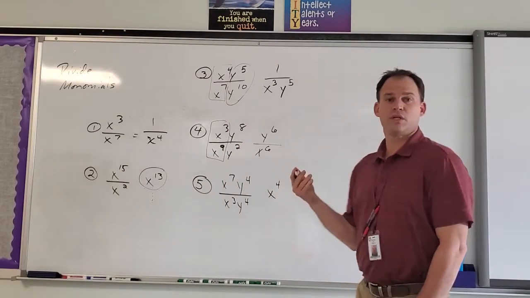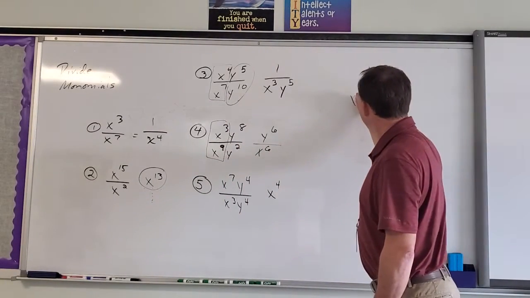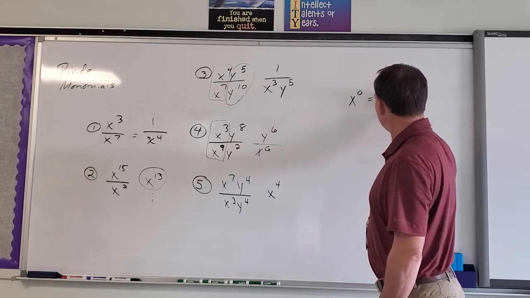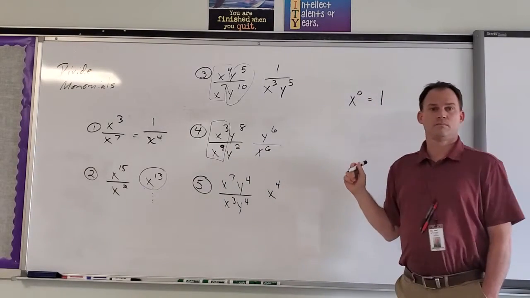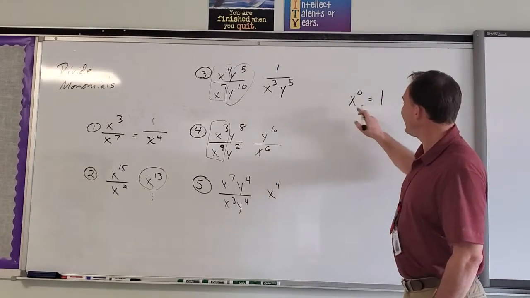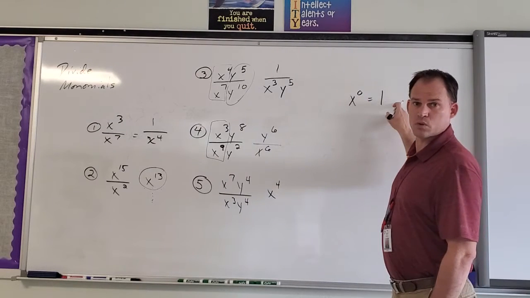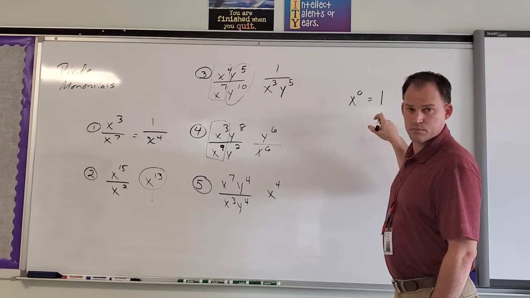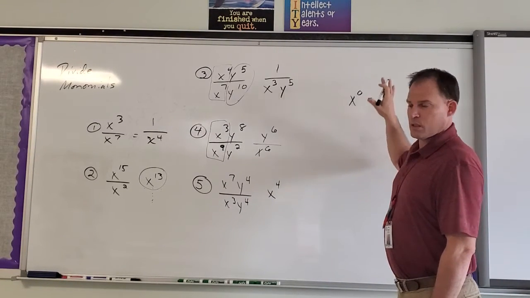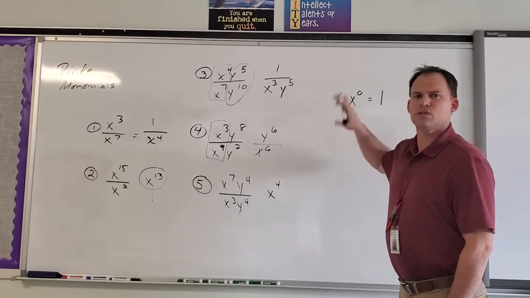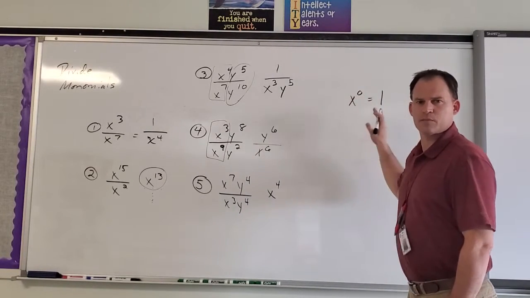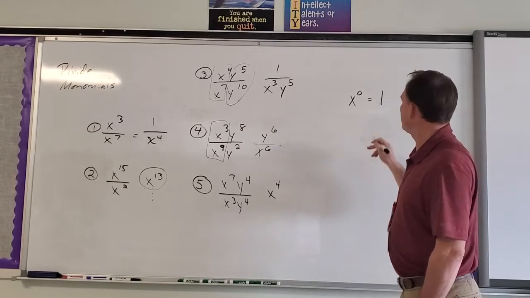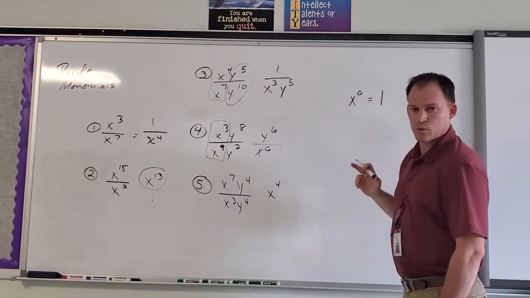There is a rule you need to write down. Anything to the 0 power equals 1. All right? Anything to the 0 power equals 1. Write that down. Special rule. Long explanations, just trust me for now. We will get into the explanations as we get going through this chapter. Right now, anything to 0 power equals 1.